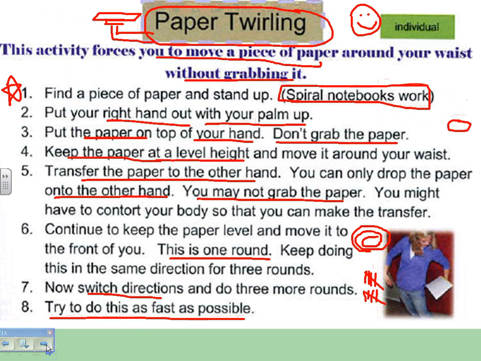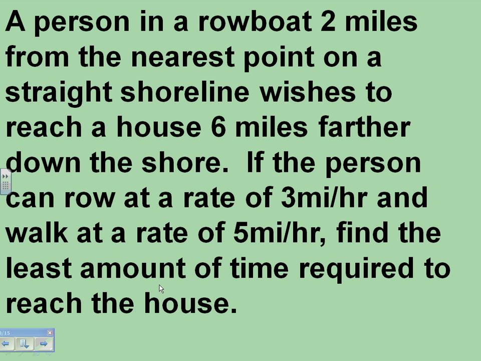Next problem we're going to do is a person in a rowboat 2 miles from the nearest point on the straight shoreline who wishes to reach a house 6 miles further down the shore. If the person can row at a rate of 3 miles per hour and walk at a rate of 5 miles per hour, find the least amount of time required to reach the house. It's asking for time. What is the least amount of time required to reach the house?